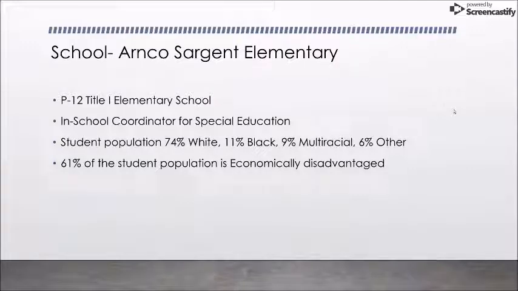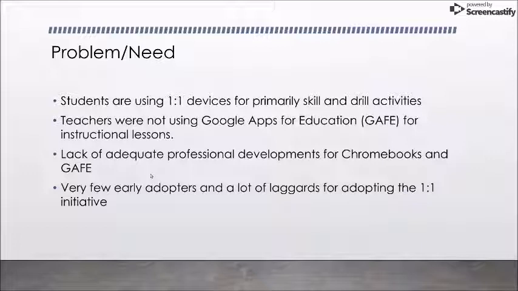The Capstone Project took place at Arnco Sargent Elementary, which is a P through 12 Title I elementary school. I am the in-school coordinator for special education. The student population breakdown was 74% white, 11% black, 9% multiracial, and 6% other, and 61% of the student population is economically disadvantaged.